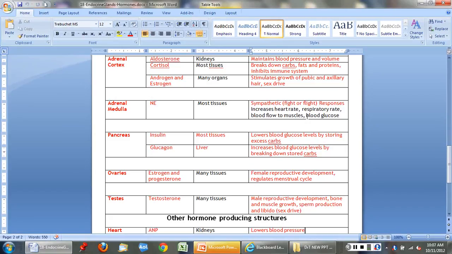Why is that happening? If your blood sugar is low, what's not happening that should be happening?